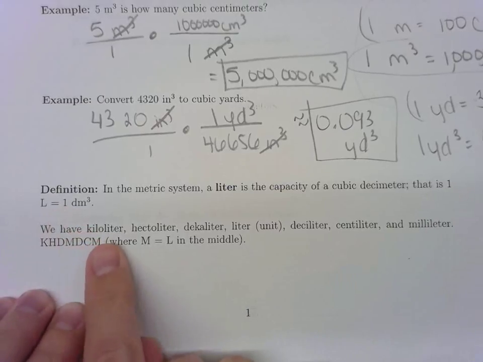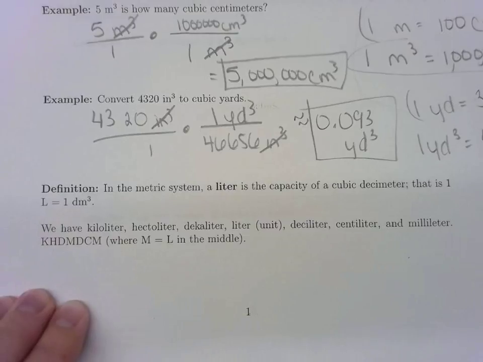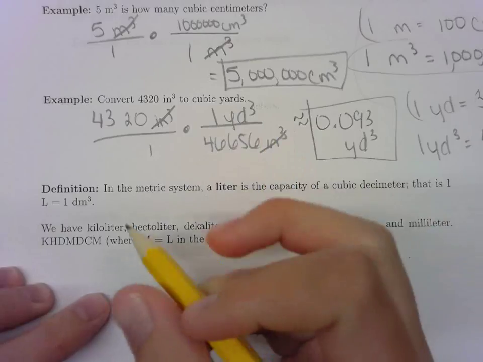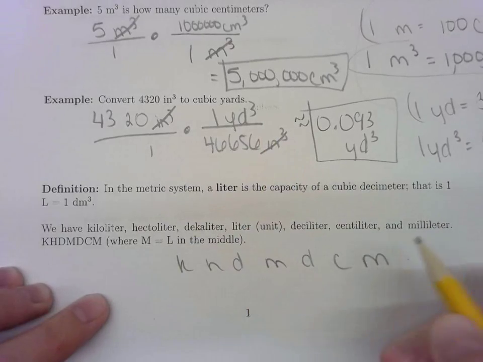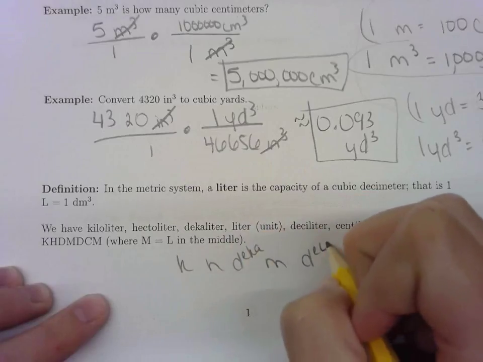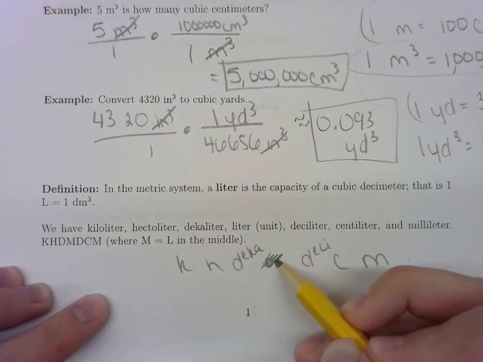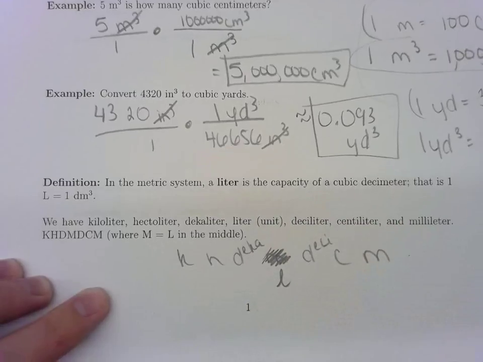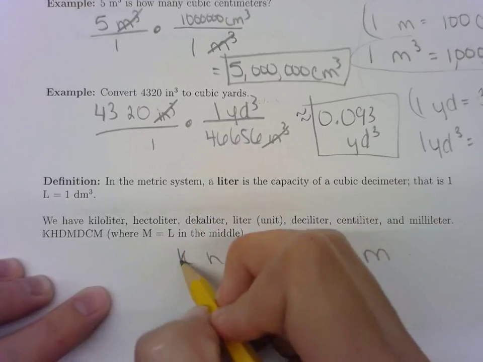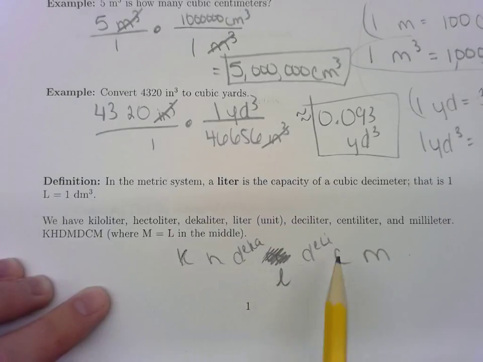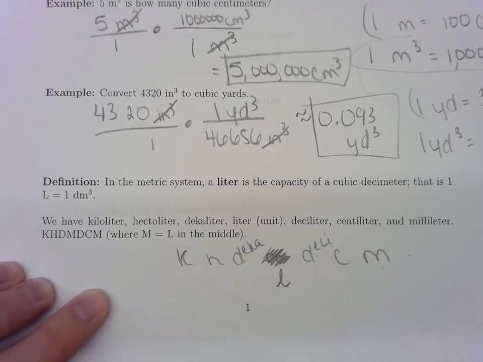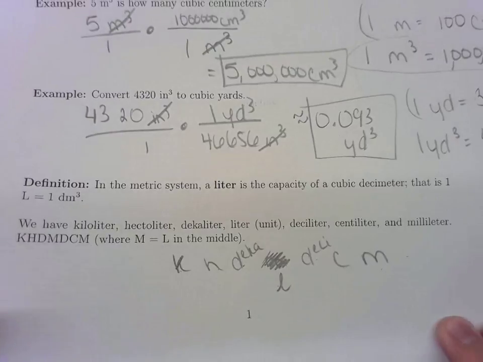Okay, the metric system works the same as it did for meters. So here we have King Henry. We have King Henry died Monday drinking chocolate milk. Okay, this is deca, this is deci. Now instead of having our base unit as a meter, we're going to have this as a liter. Okay, so we have a kiloliter, hectoliter, decaliter, liter, deciliter, centiliter, and milliliter. Okay, so again, the metric system is very simple to convert.